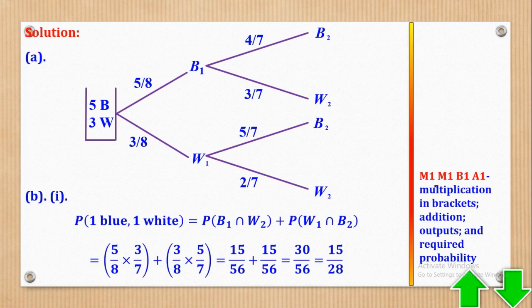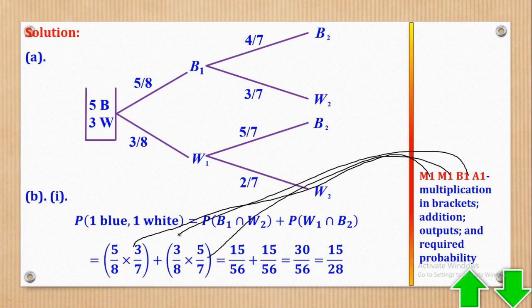So M1 for multiplication in brackets, addition, and output, the required probability. So this one is for multiplication in brackets, which is that. Then this one is for this addition, and this one is for the output.